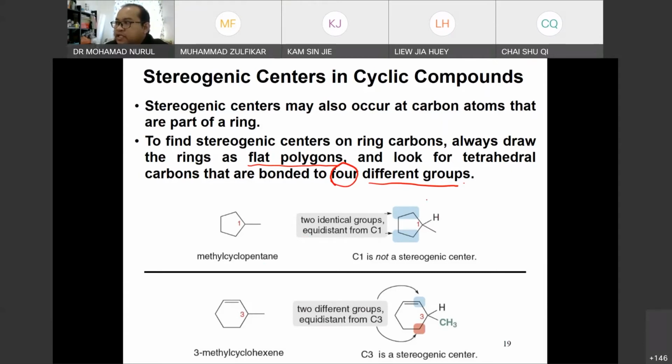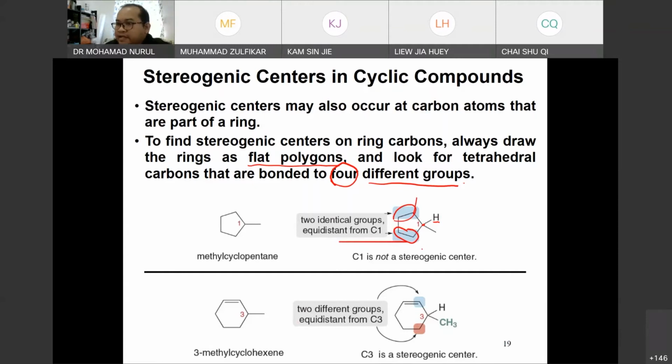Make sure you understand that tetrahedral carbons have 4 bonds, so you have to put another bond which represents the proton. So this compound does not have a stereogenic center because it has 2 identical groups. If I put a methyl like this, it will be different, and it becomes a stereogenic center.